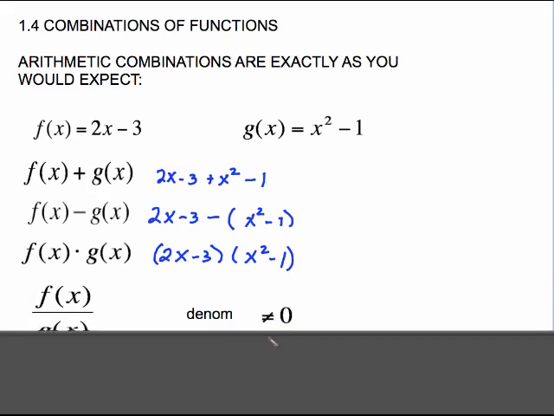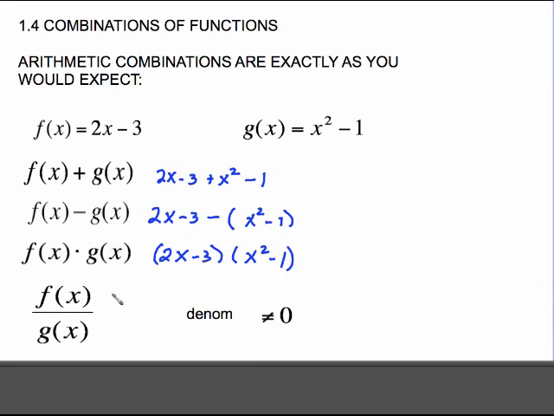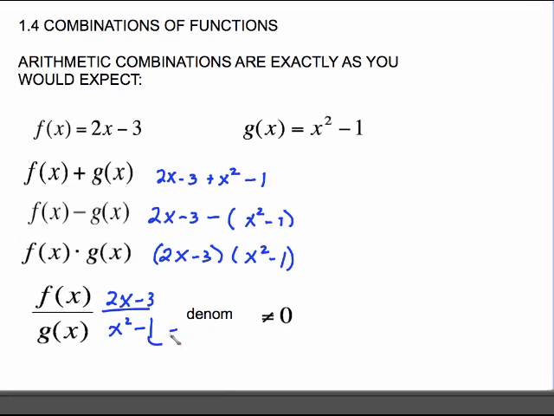And division, same idea, just be sure you put the correct one on top. F of x is 2x minus 3, and the bottom is x squared minus 1. The only thing you have to be careful of on the division is that you must make a little statement over here saying the denominator cannot equal 0. Set this equal to 0, and factor it. It factors as x minus 1, x plus 1, so x equals 1 or negative 1 are the numbers that would need to be excluded from the domain because those would create 0 in the denominator.